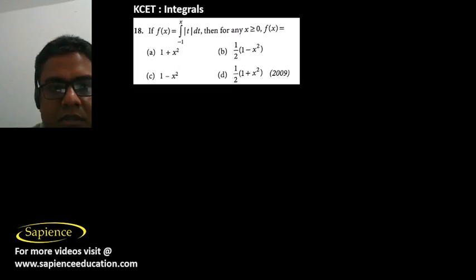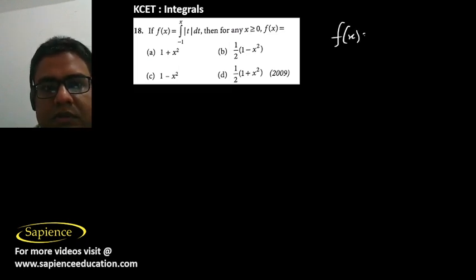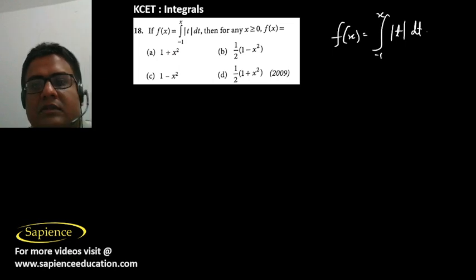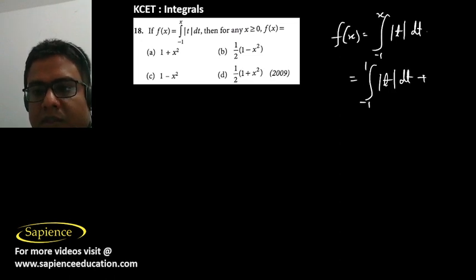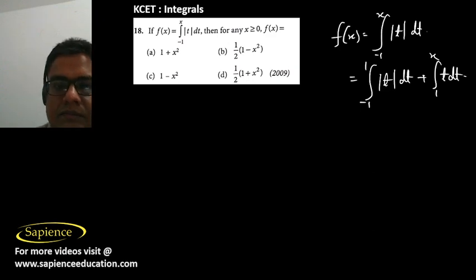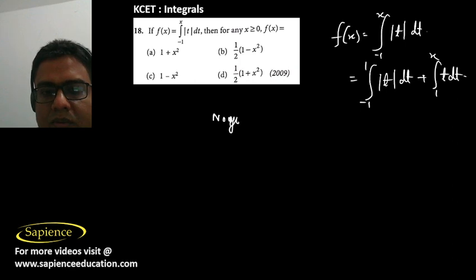In question number 18, it is told if f of x is the integral from minus 1 to x of mod t dt, then for any x greater than 0, f of x is how much? So this we can write as integral from minus 1 to 1 of mod t dt plus integral from 1 to x of t dt. So now we can say that mod t is an even function.